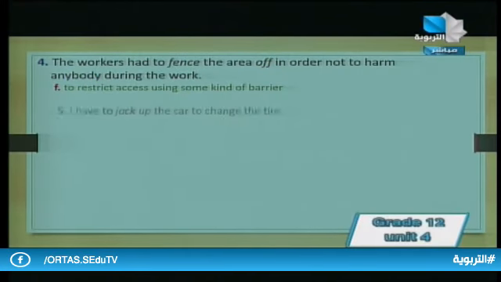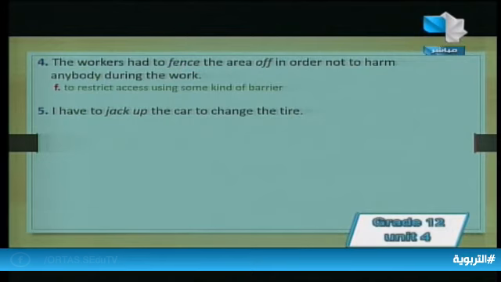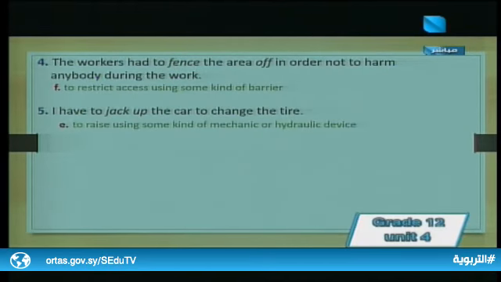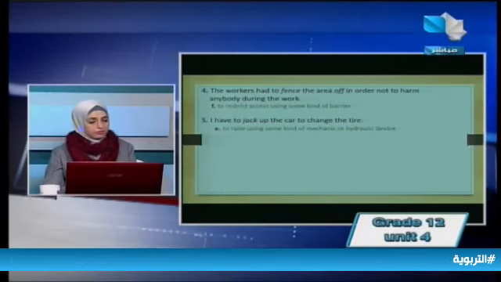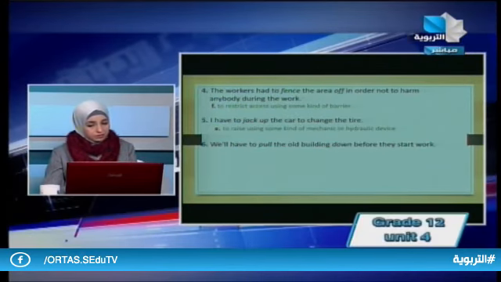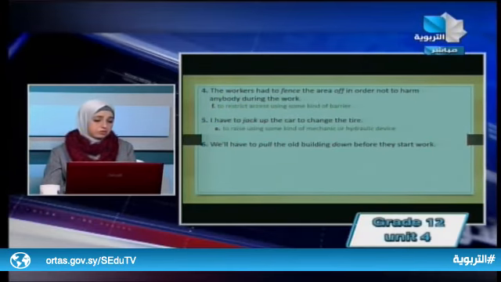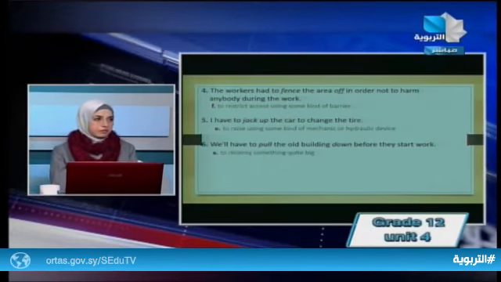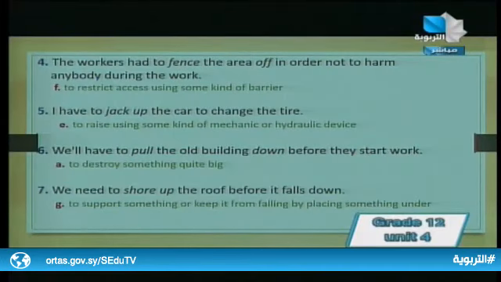Number 5, I have to jack up the car to change the tire. Jack up means to raise using some kind of mechanic or hydraulic device. And the next one, we'll have to pull the old building down before they start work. It means to destroy something quite big. And the last one, number 7, we need to shore up the roof before it falls down. It means to support something or keep it from falling by placing something under or against it.